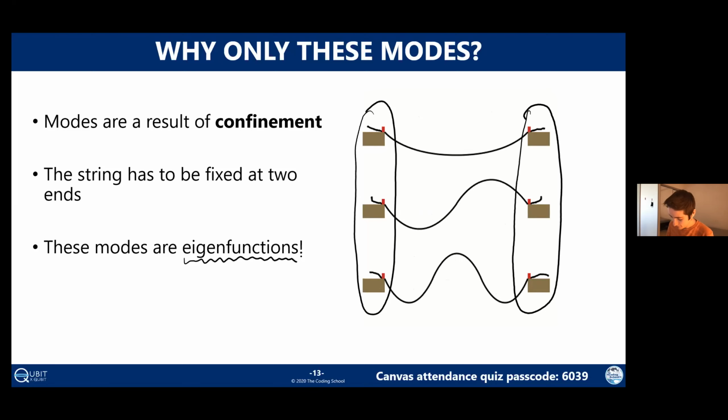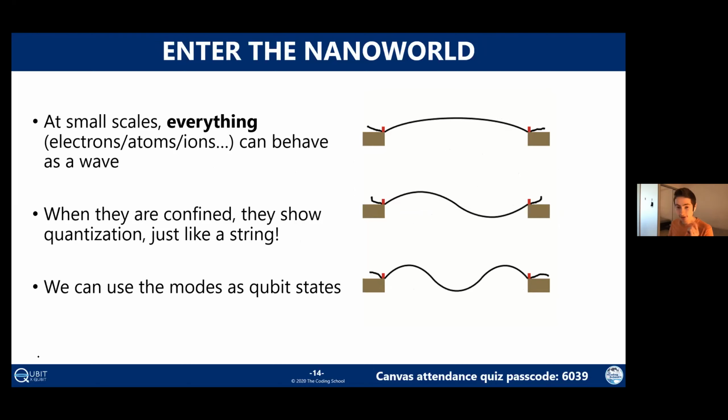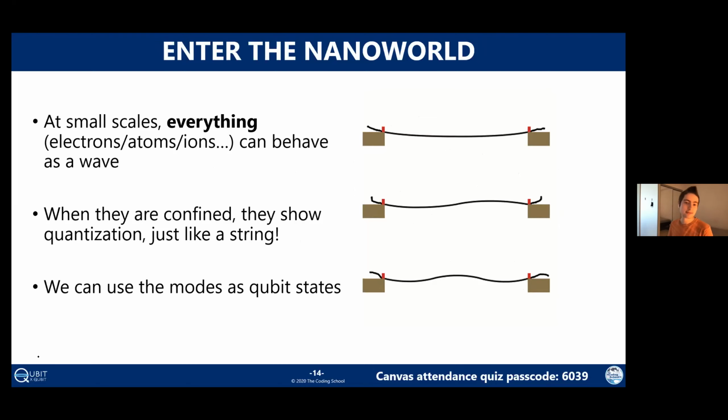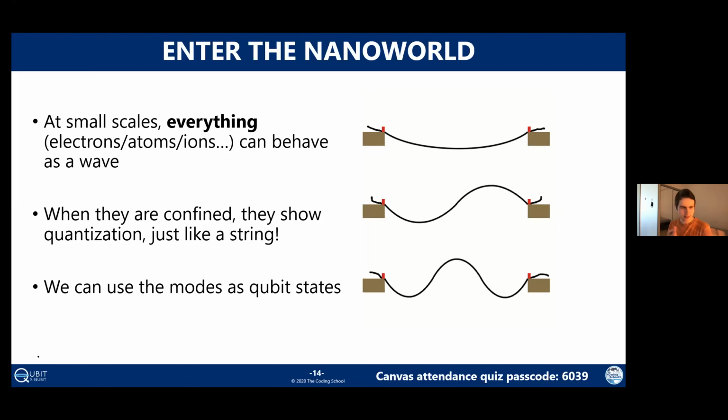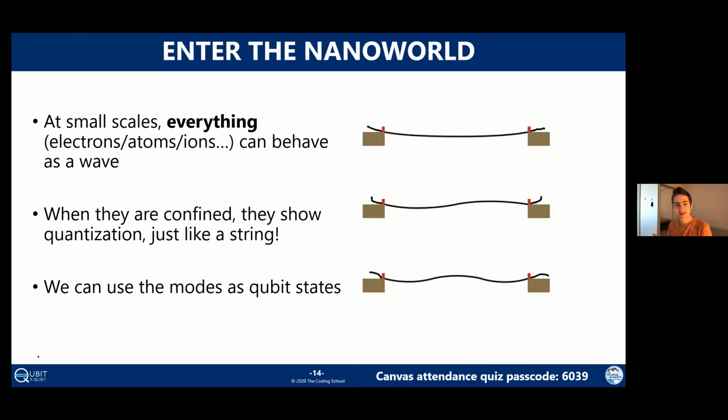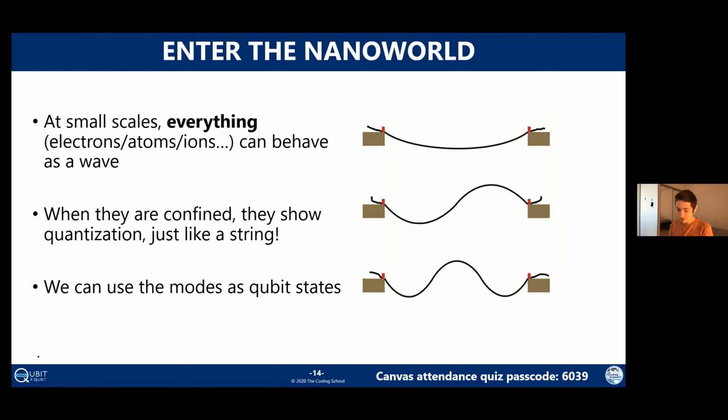Okay, so pretty pictures. This is all cool so far. Now let's go down to the quantum scale. Why do we care about these things? Well, at the small scale, everything, remember, can behave as a wave, right? I think in the previous lab, we talked about how there's this wave particle duality thing, which basically says small scale objects have both wave and particle-like properties.